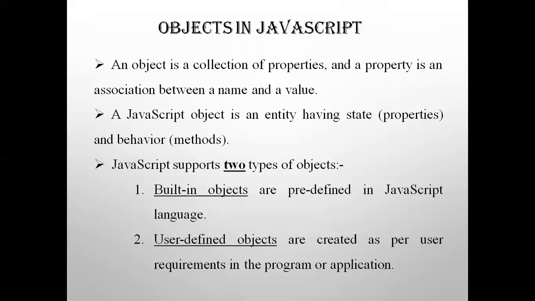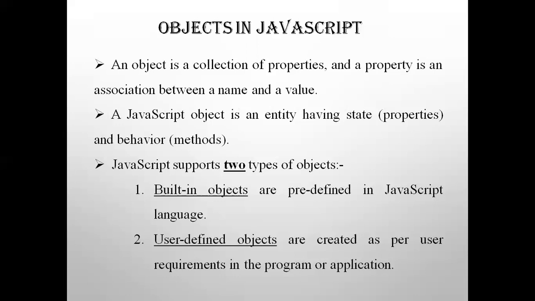Built-in objects and user-defined objects. Built-in objects are used for simple data processing in JavaScript. These are provided by JavaScript, inbuilt in the application. You can say they are predefined in the JavaScript language, so they are called built-in objects. We will be dealing with this in the next session. For example, you have the math object, string object, date, and array. What all you can do with these objects we will be learning in the next session.